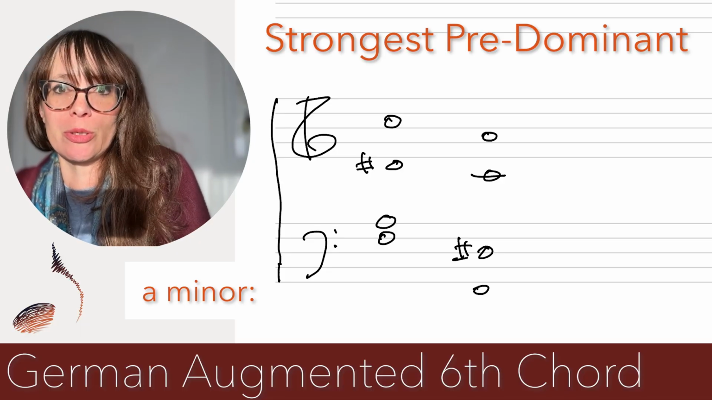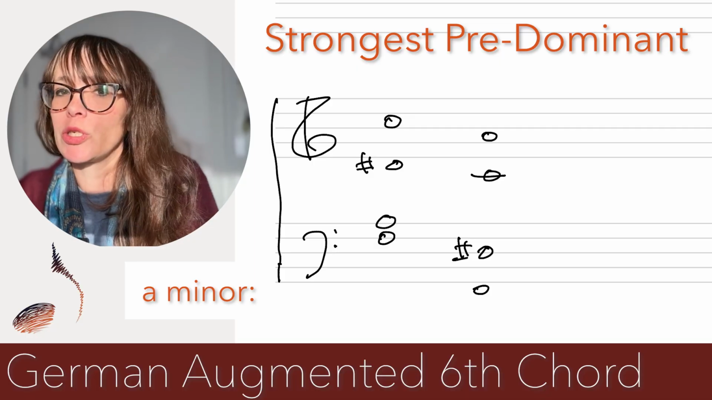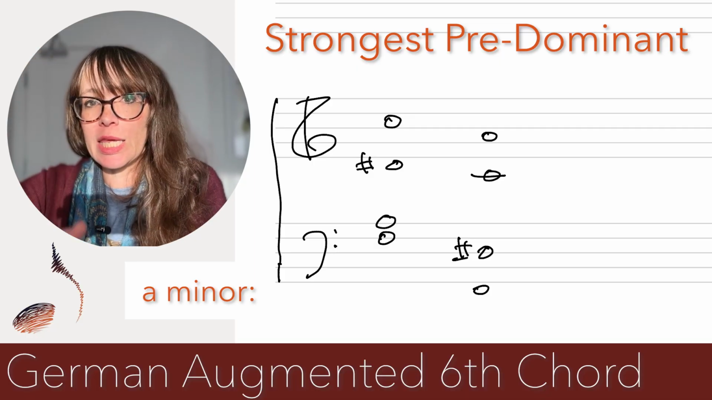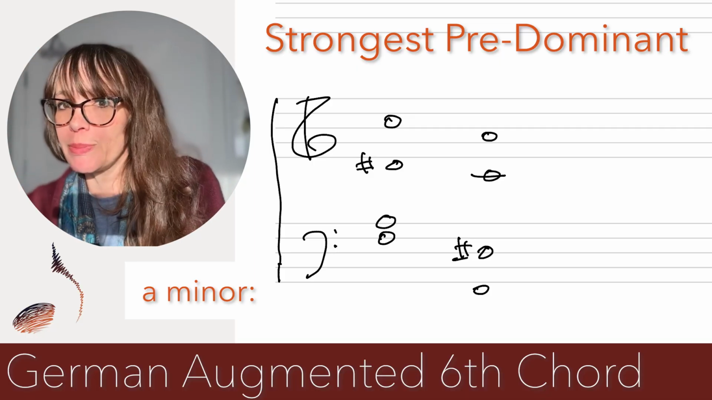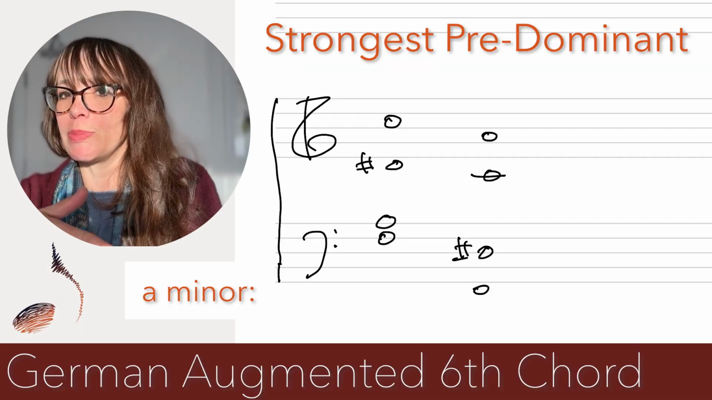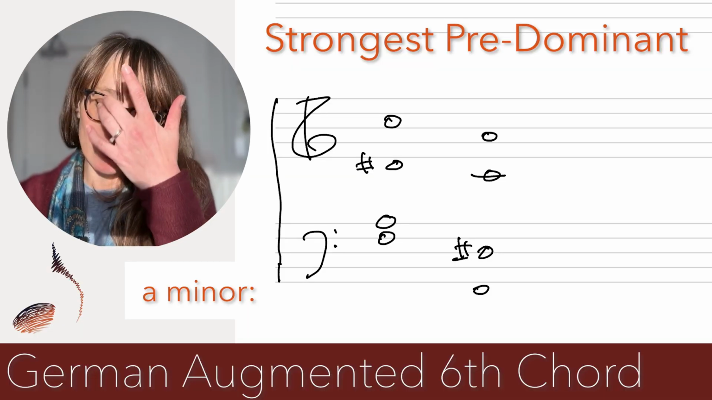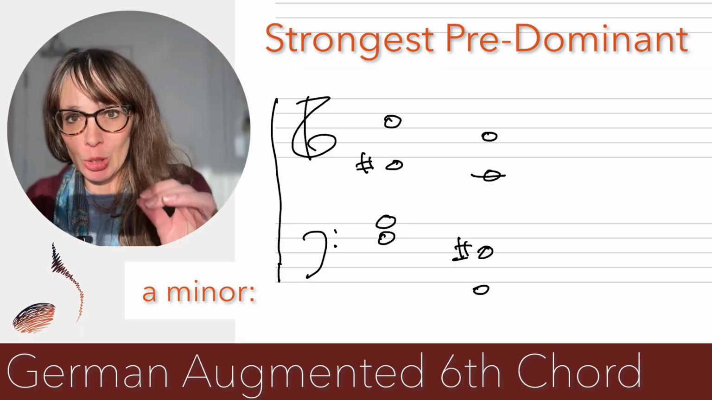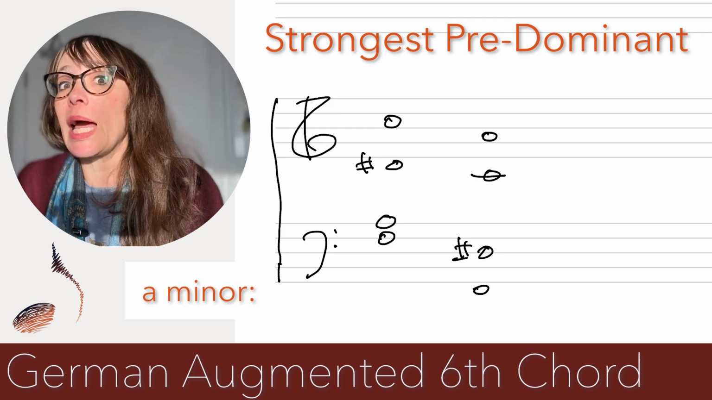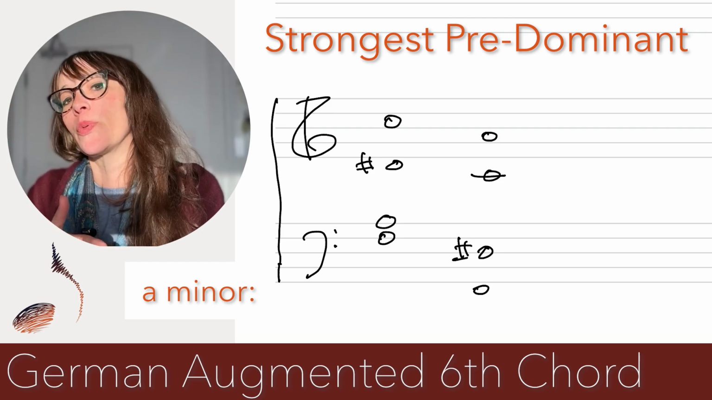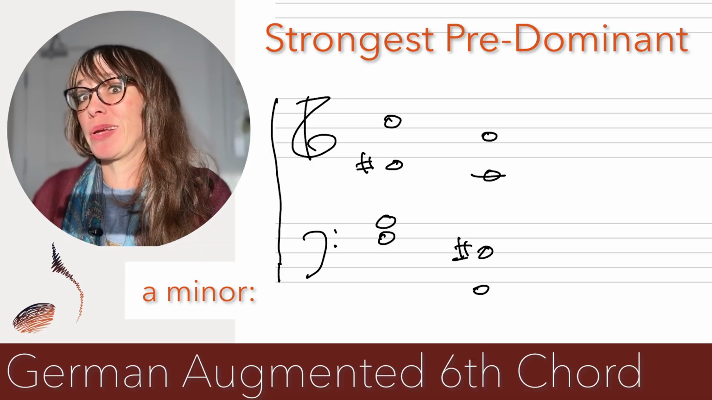You're not going to go from a German augmented 6 to a 4 or to a diminished 6. It's always the strongest. You could have a 4 and then a German. You could have a 2 diminished 6 and then a German. You could have all kinds of things and then the German. But the German augmented 6 chord, or really any augmented 6 chord, is the strongest one, and it's what has to go to the dominant chord.